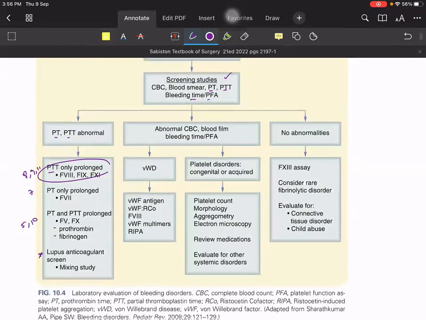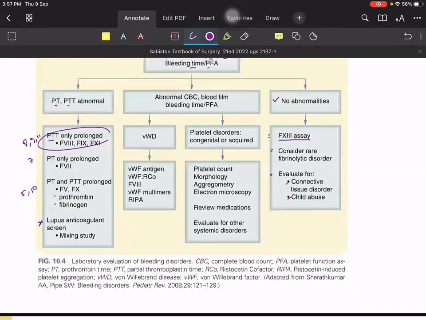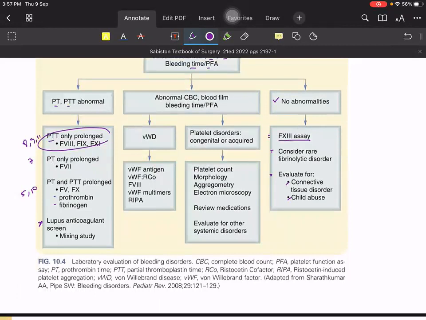So these are the PT and PTT abnormalities. If there is no abnormality, then you have to go for a factor 13 assay, consider rare fibrinolytic disorders, and evaluate for connective tissue disorders and child abuse. If you see a normal CBC, bleeding time and PFA, note that PFA is platelet function assessment.